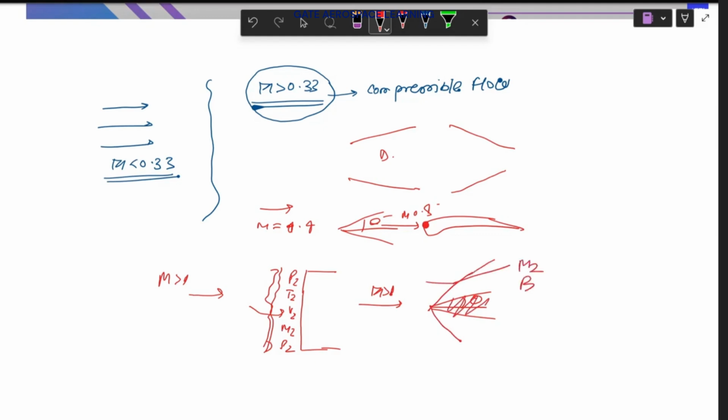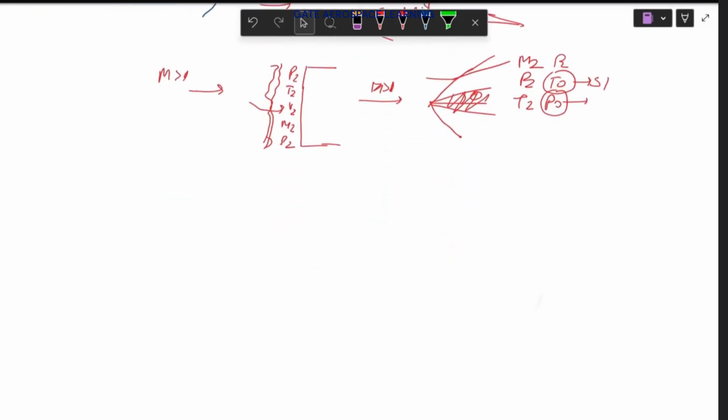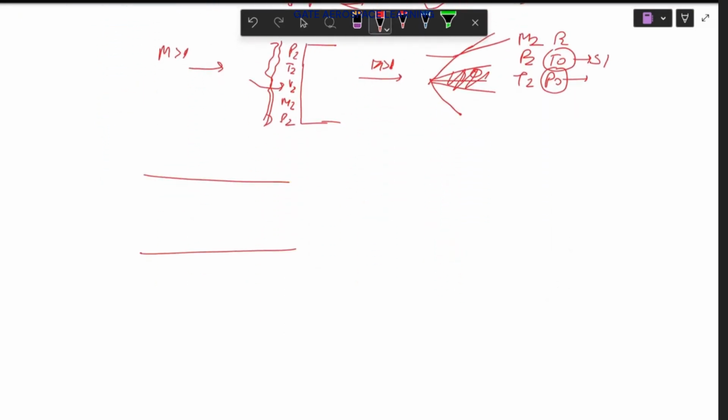Again, Mach number, pressure, temperature, density, T naught, P naught. These quantities deal with your stagnation temperature and pressure. Let's say you have a duct and flow is happening, let's say subsonic or supersonic. Because anyway, we were discussing, let's say flow is happening at a supersonic speed.